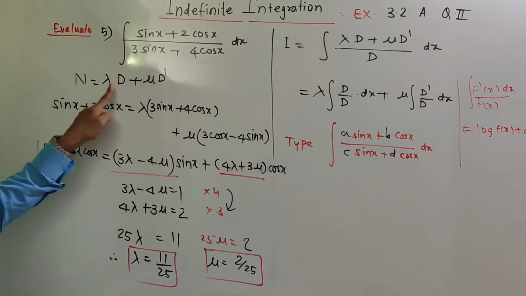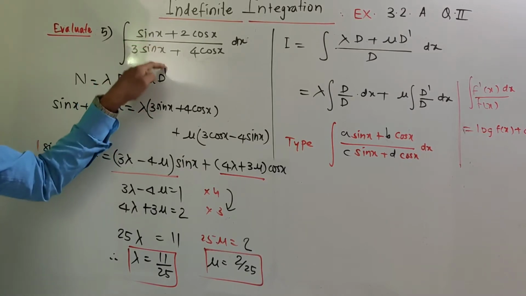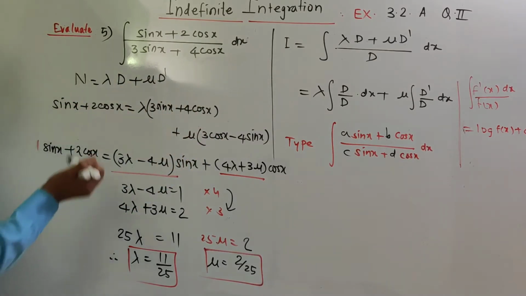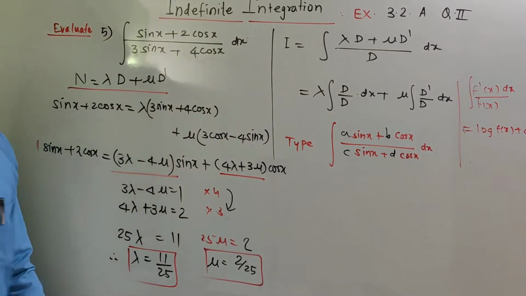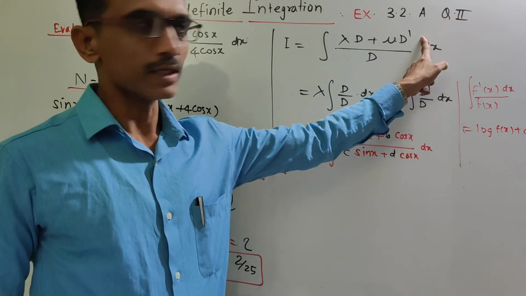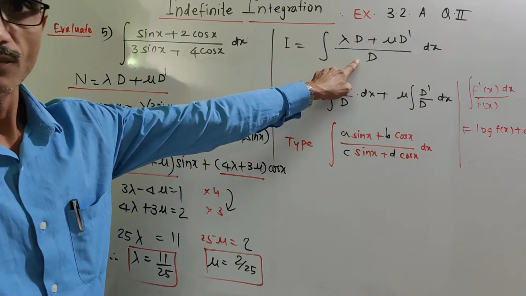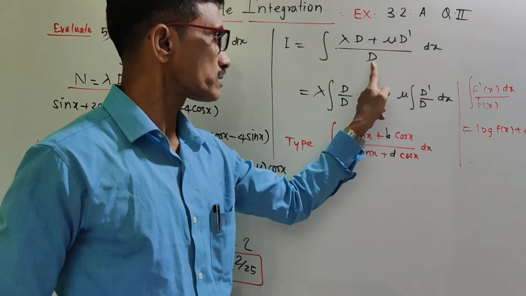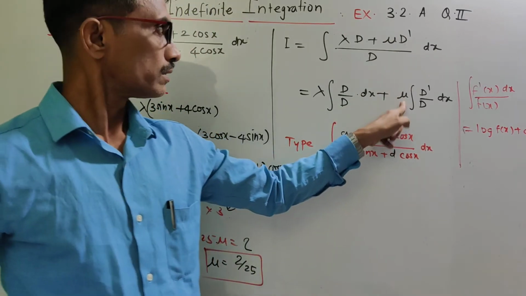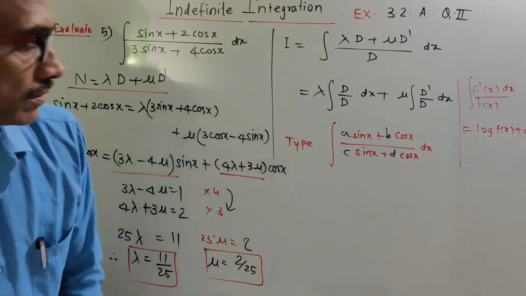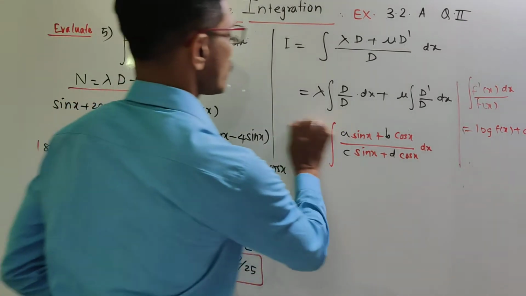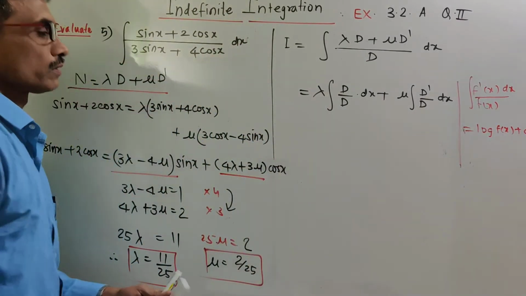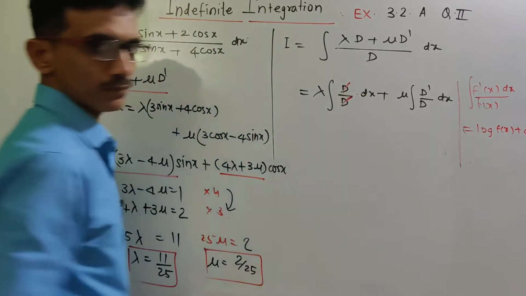Then we have the numerator, which is equal to what? Lambda d plus mu d dash. This is our integral I, which is numerator upon denominator. Our numerator is lambda d plus mu d dash upon denominator d, so we separate it: lambda times d upon d dx, plus mu times d dash upon d, since mu is a constant. Then we substitute the values of lambda and mu. First of all, we cancel this d.